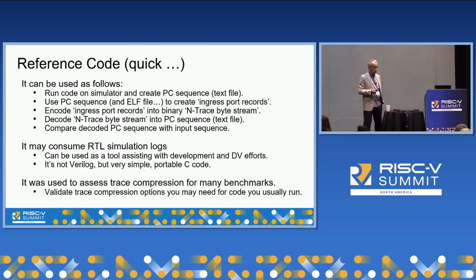Let me move on. There's a reference code. I just really want to say that it's there. I don't want to do too much. Through that reference code, you can actually simulate the trace. All that's needed is a sequence of PCs. So you have a simulator. All the simulators in the world usually provide the PC sequences. So you put the PC sequence through that reference decoder and create a trace. You can see how well it compresses or not, and that's probably the next slide.